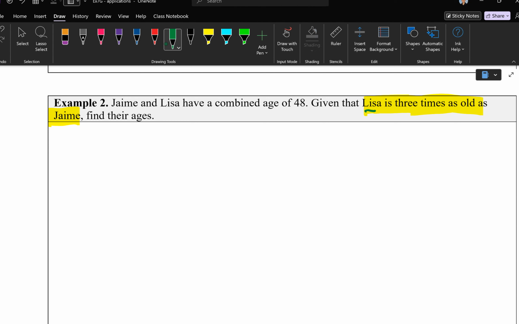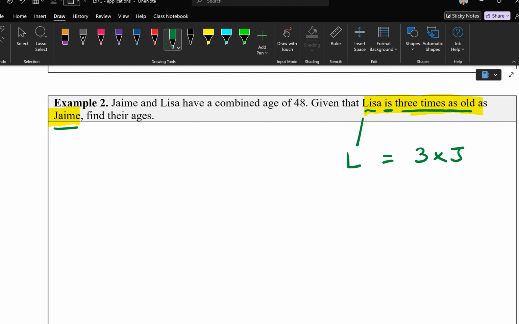They say Lisa is. So if you write it out, this is where I'm saying visualizing it makes it easy. Let's call it L for Lisa. So Lisa's age is, so I can say equals, 3 times as old as whatever Jamie is. So if Jamie was J years old, then Lisa is 3 times as old. Can you see how I'm putting it now? That makes it much more visual.